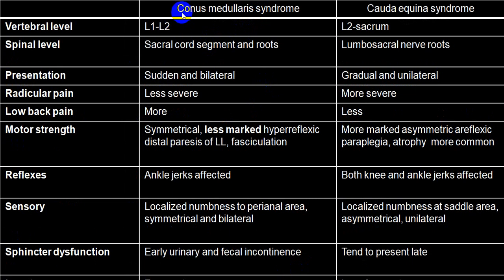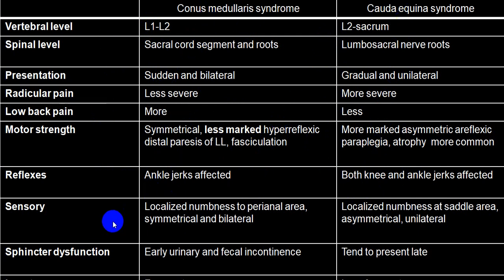Same, so we have told you conus medullaris is L1, L2, and cauda equina is below L2 level. All other majority of the things we have already mentioned. So ankle jerk will be more affected in conus, while ankle and knee may be affected in cauda depending upon where the damage is or what the damage will be. Low back pain is more common with conus, it is less common with cauda.